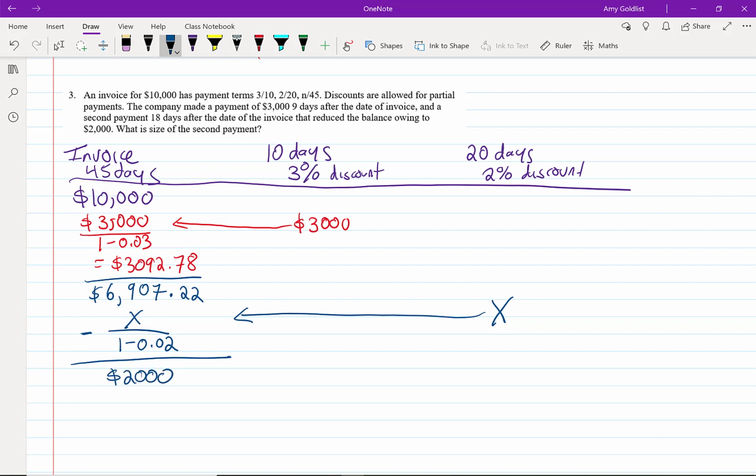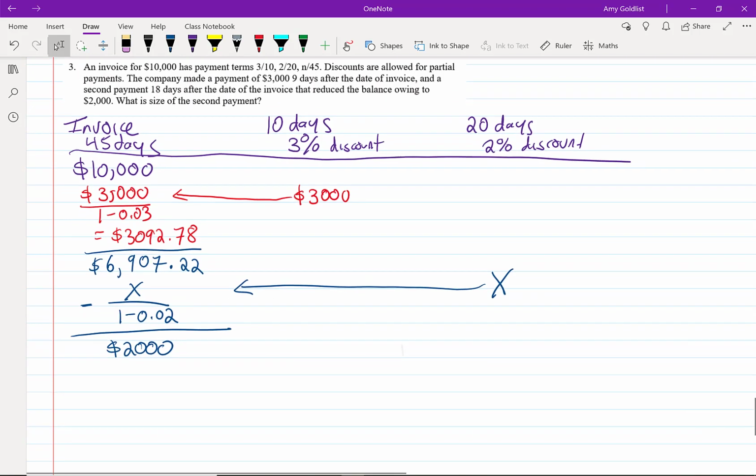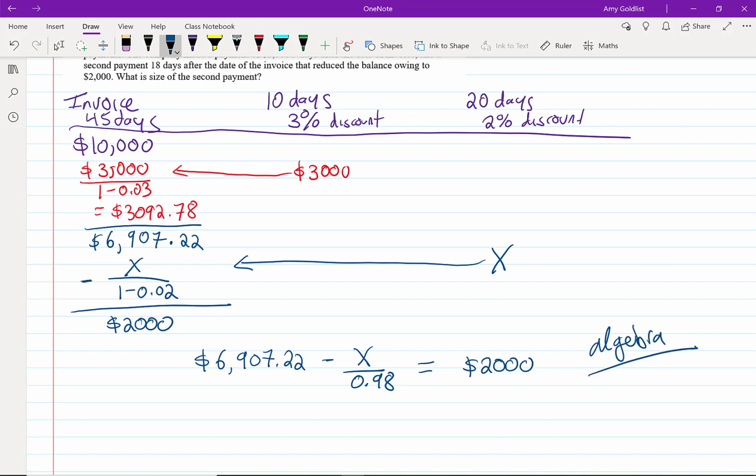So let me write that as algebra. I'm going to scroll up a little bit. And I have $6,907.22 minus X over, I'm going to simplify that to 0.98, equals $2,000. Now I've taken my partial payment problem and I've made it an algebra problem, which is easier because we know how to solve algebra problems.